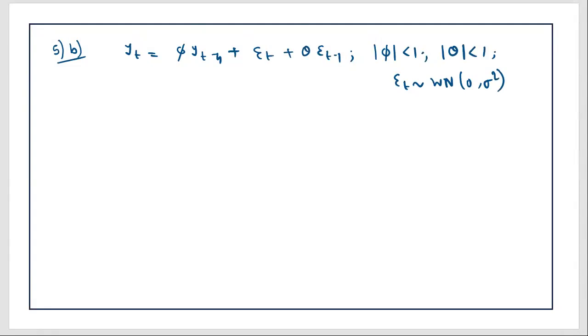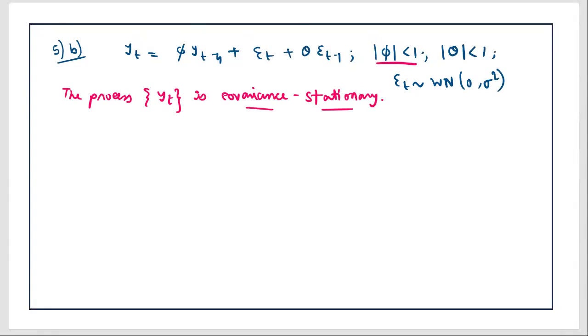Now, firstly, look at this. If mod phi is less than 1, then from the properties of ARMA, what we can say is that the process Yt is covariance stationary. Again, I have covered these concepts in the theory videos that are already there. Please check that out if you don't understand how these things are coming.